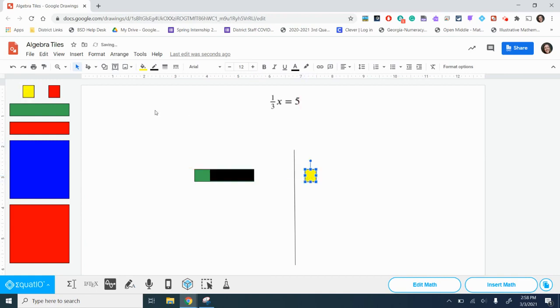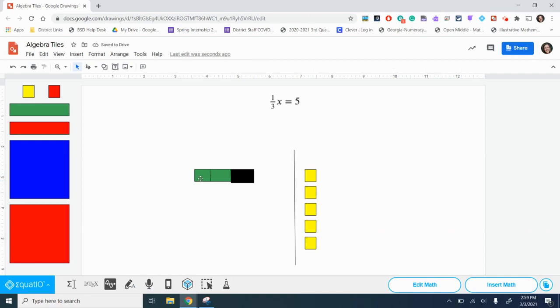I'm going to bring over positive 5. 1, 2, 3, 5. All right, so if 1/3 x is equal to 5, what is the entire x worth? Well, let's go ahead and peel this back a little bit here.